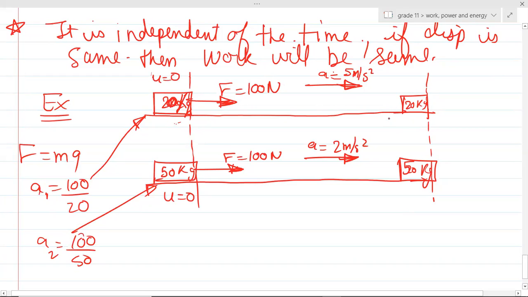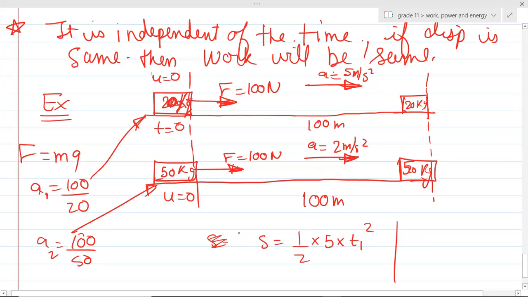Now tell me this particular thing. Can you see in both the cases if the displacement is the same, even if the time is different? Let's say u equals 0 and I want to move it. How much do you want to move it, sir? Let's move it by 100. So s equals half a t square.